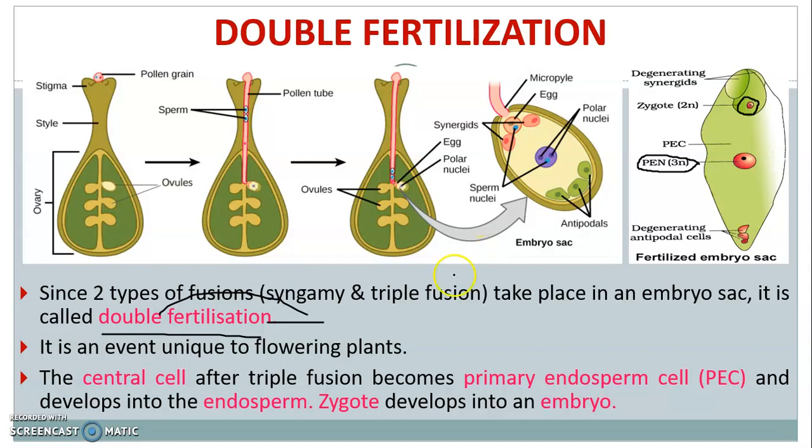Basically, this endosperm provides the nutrients. It is a very nutritive substance, so it provides nutrients for the better development of the embryo. So this endosperm is the supporting substance for the development of the embryo, for the success of the fertilization of the gametes.